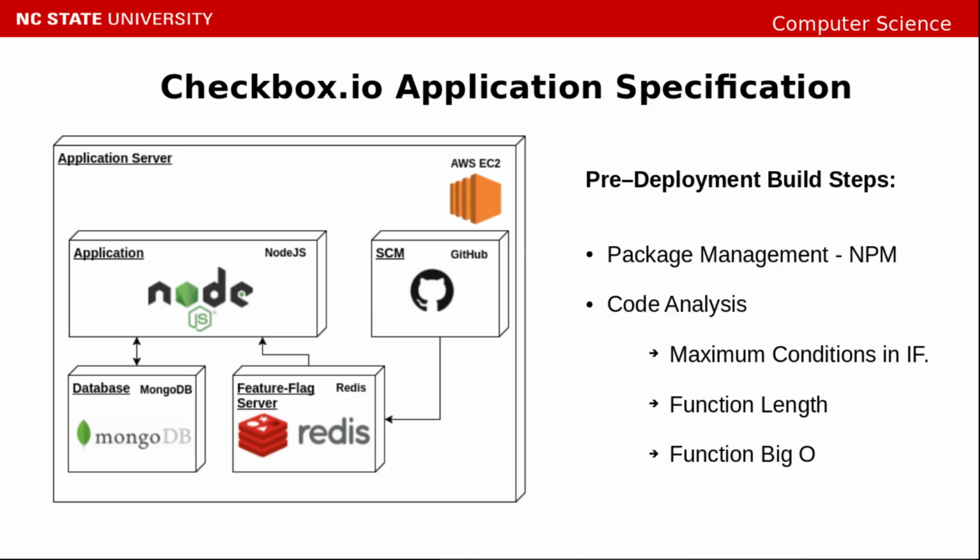Checkbox is a Node.js based web application hosted with an Nginx server. It uses MongoDB as database and Redis as a feature flag server. The pre-deployment steps include installing the dependencies and analyzing the code for code quality.